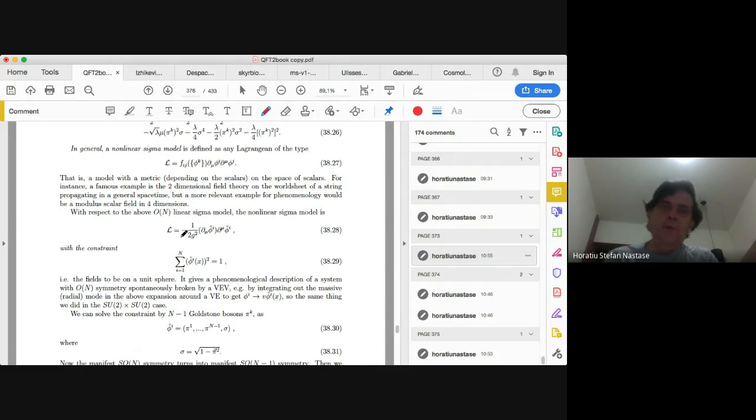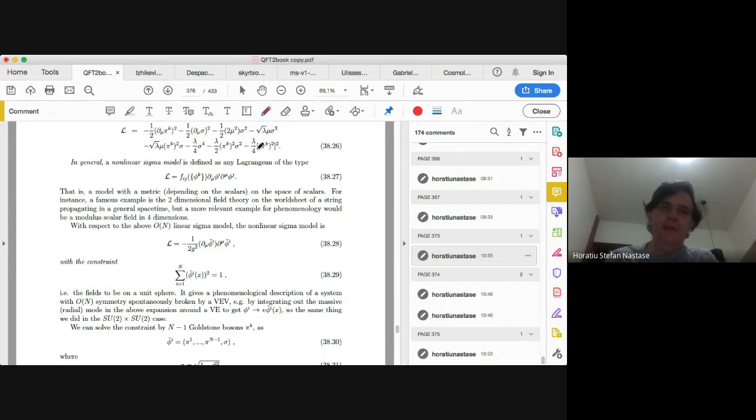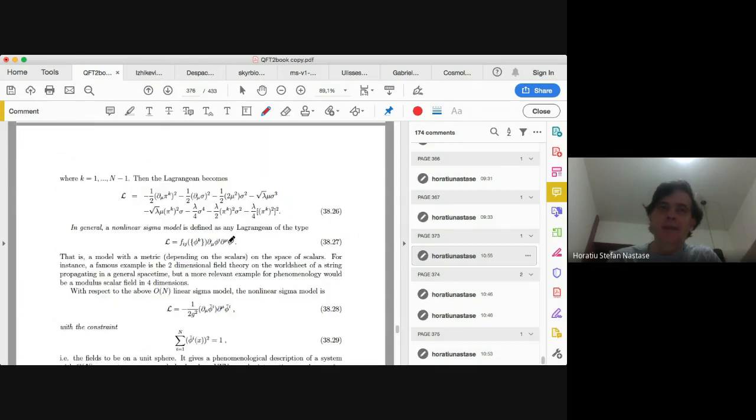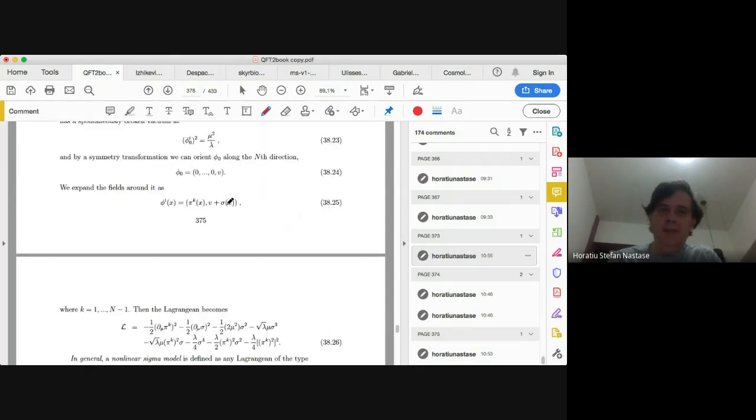Now, this was the expansion of the linear sigma model. But with respect to this more general SO(N) linear sigma model, the associated nonlinear sigma model is when I put the Higgs to 0.